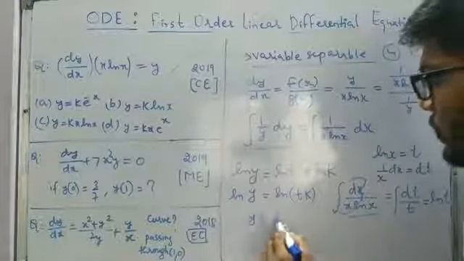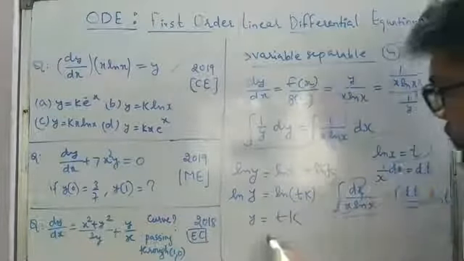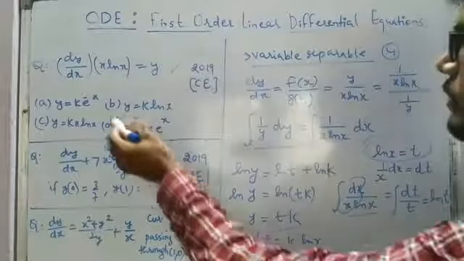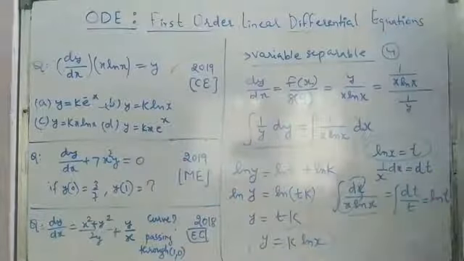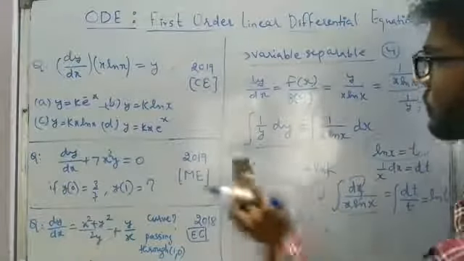So y is equal to tk, and t is nothing but ln x. So y is equal to k ln x is going to be our answer. So option number B will be the answer of our problem. And now let us solve the next problem.